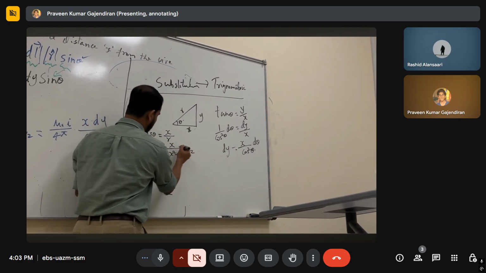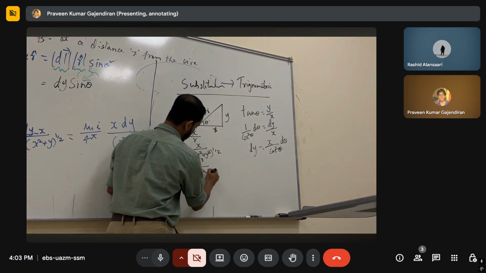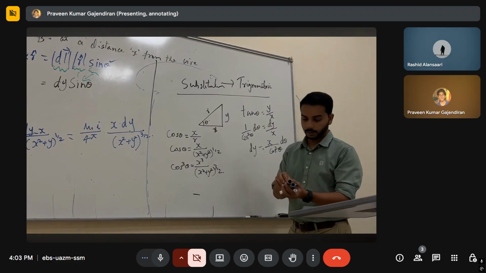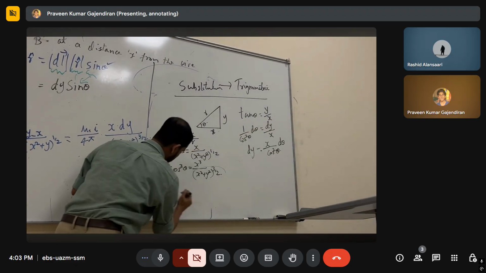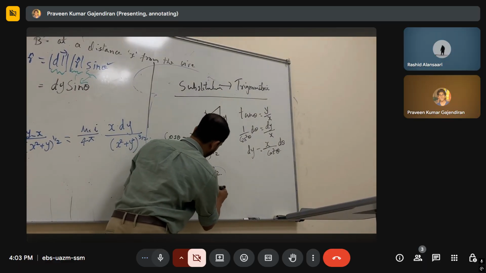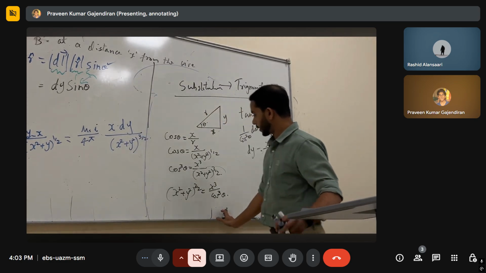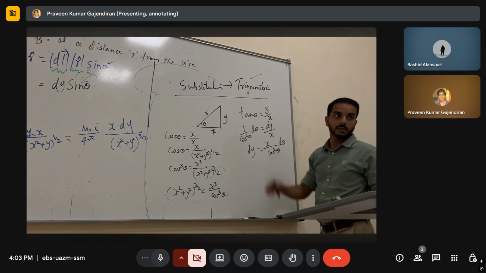And most of you got confusion with this one. Just remember that if you cube this function, you will get this one. Okay? So you have this one there, right? So you can write x squared plus y squared to the 3 by 2 is equal to x cube over cosine cube. So everything is now in terms of theta function or the trigonometric function. That's the idea of substitution using trigonometry.